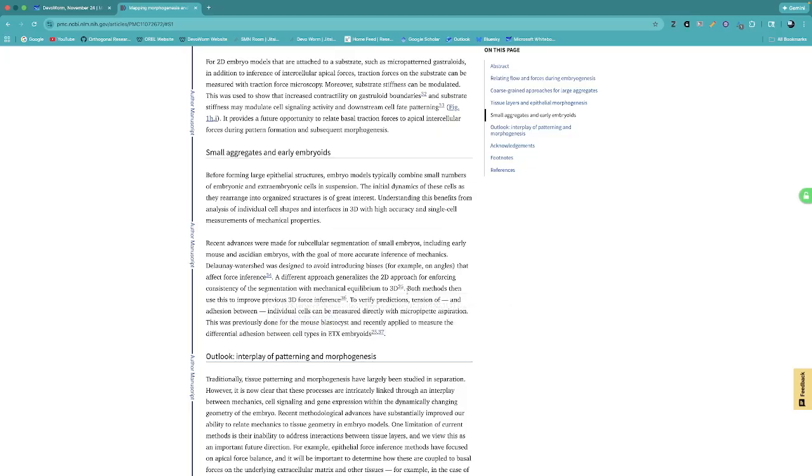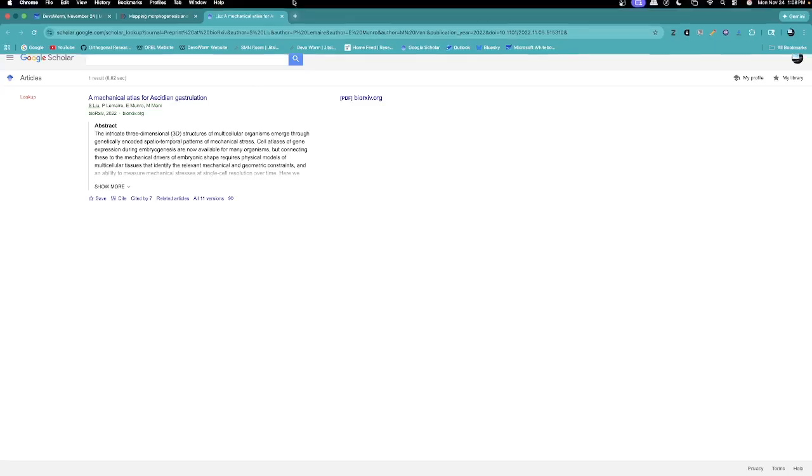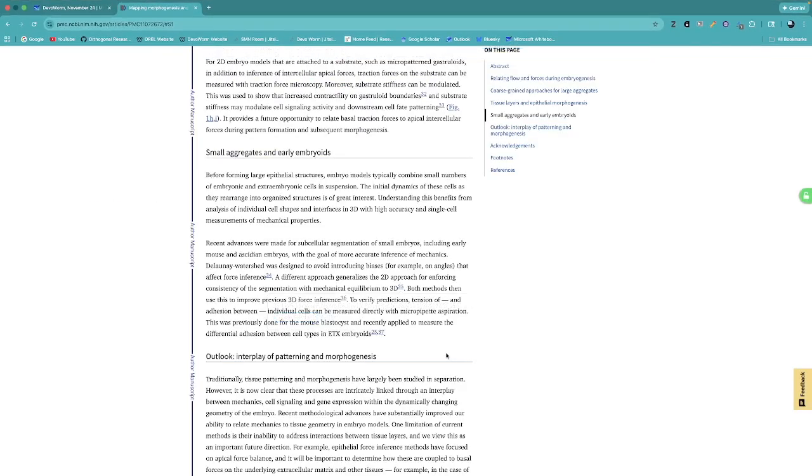This is by Lemaire, so this is in Ascidians. This is the mechanical atlas for Ascidian gastrulation. So they've looked at mechanical stresses in Ascidians and built a mechanical stress map. And this is all in situ. This isn't an organoid where they're doing this. Both methods can then be used to improve previous 3D force inference.